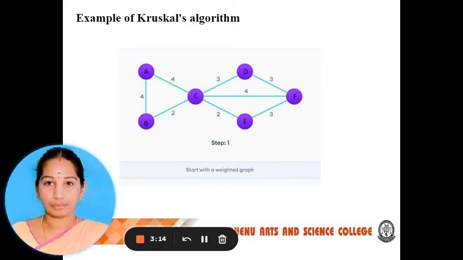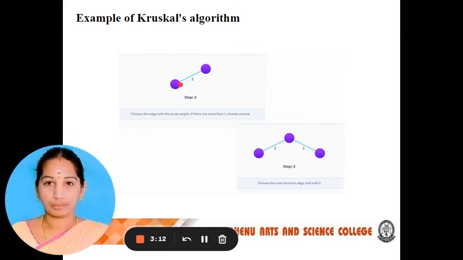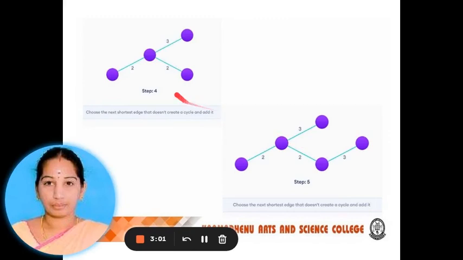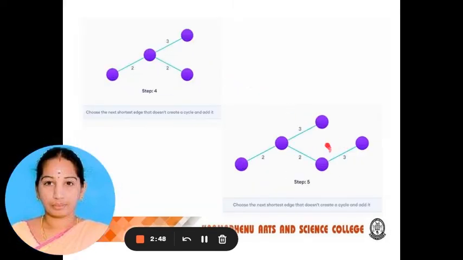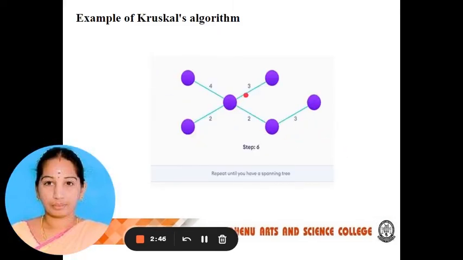In the first step, I am writing the lowest value, that is 2. In the next step, I am writing the second weightage value, that is 2. Then I write the third weightage value, that is 3. The 3 appears again, but I write the 3 weightage values only once. In step 6, I write the 4 weightage values, that is the fourth one.